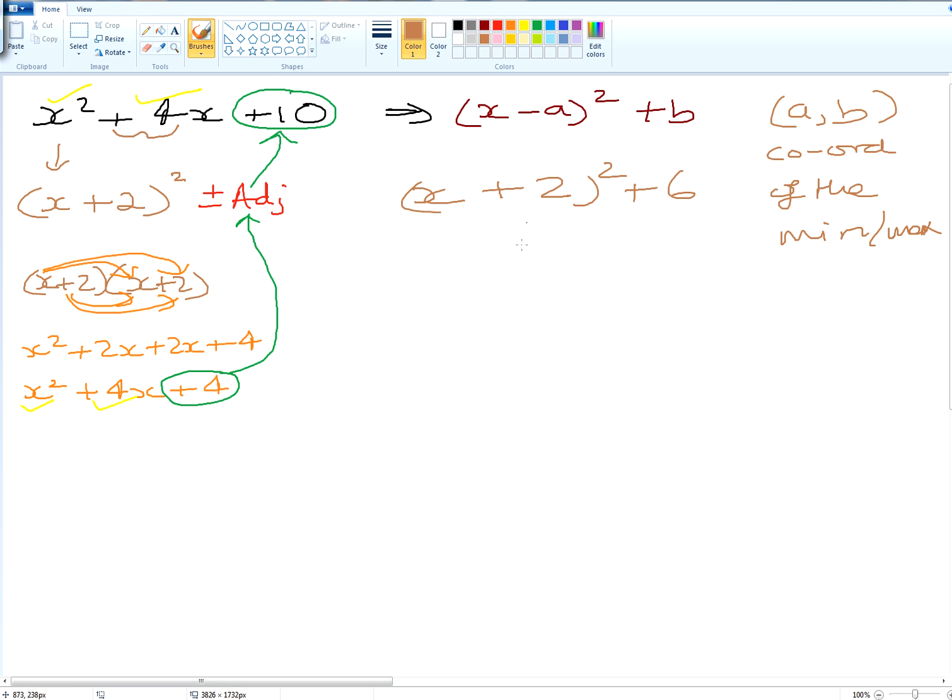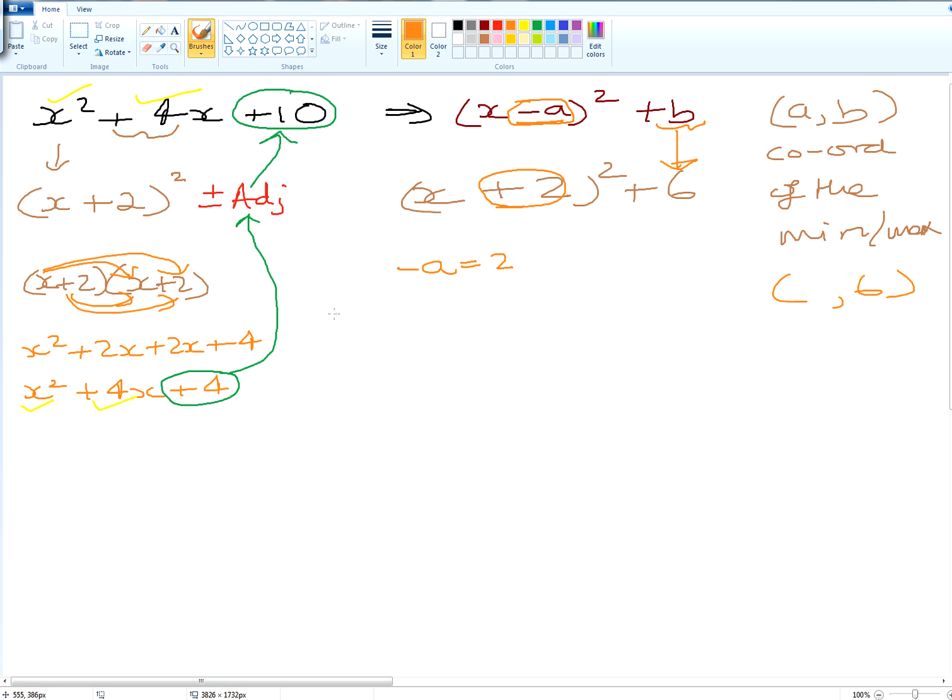Now the easiest value to pull off here is the b value, because it's plus b. The b value is actually what? 6. Now the minus a part here will be equal to what? Minus 2? That's right. So let's write that down. Minus a is equal to 2.